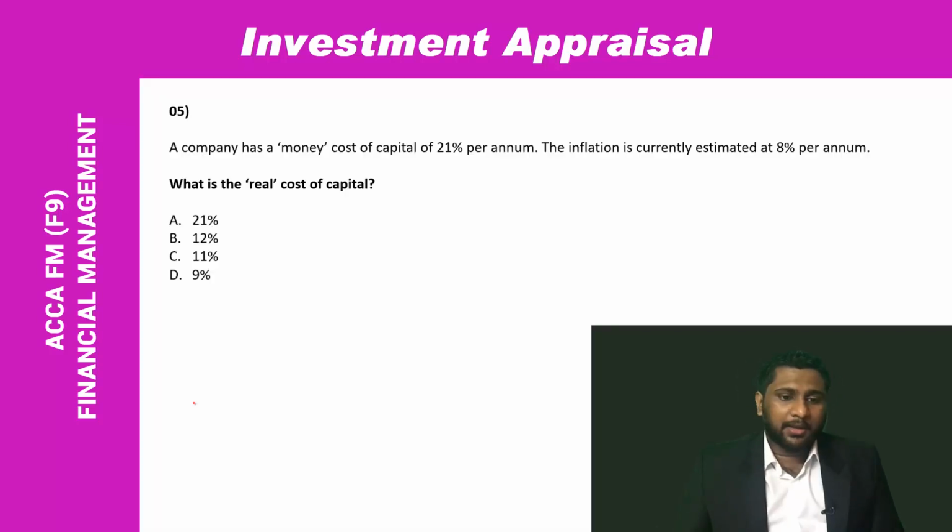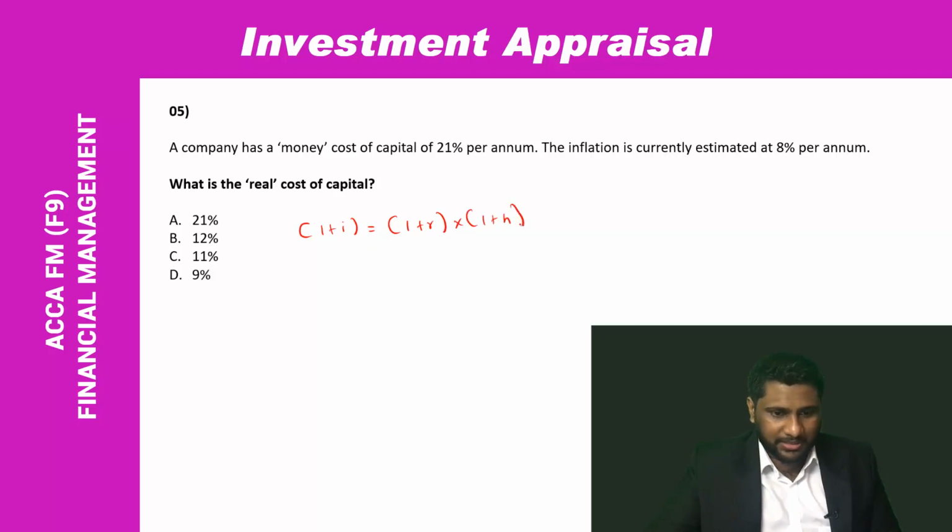A company has a money cost of capital of 21% per annum. The inflation is currently estimated at 8% per annum. What is the real cost of capital? So using Fisher's formula, you can find out the real cost of capital. 1 plus i means money cost of capital or inflated cost of capital or nominal cost of capital, any name you can use, equals 1 plus r into 1 plus h.